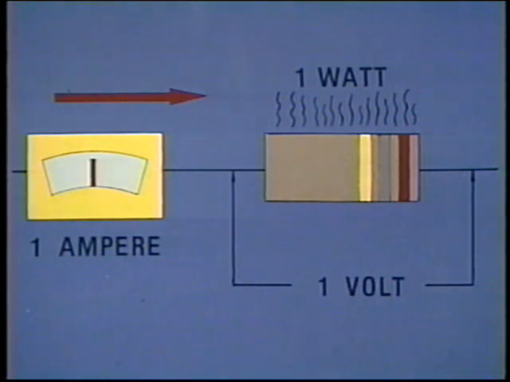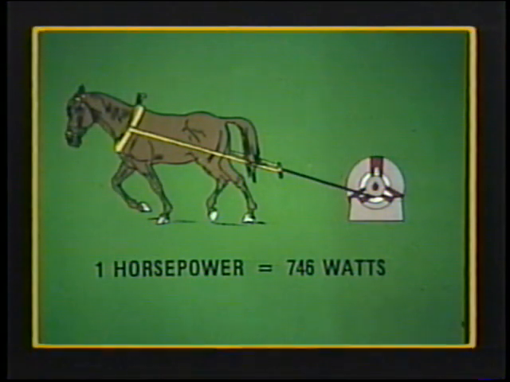Power is the desired end result of an electrical system, and there is a relationship between mechanical and electrical power. 1 amp of flow under a pressure of 1 volt will produce 1 watt of power, often felt as heat. 1 horsepower equals 746 watts of electrical power.